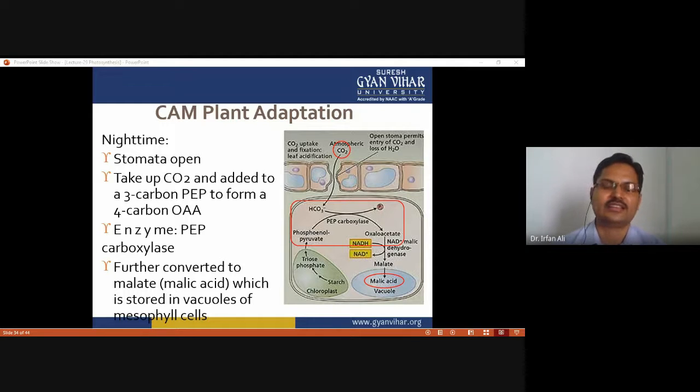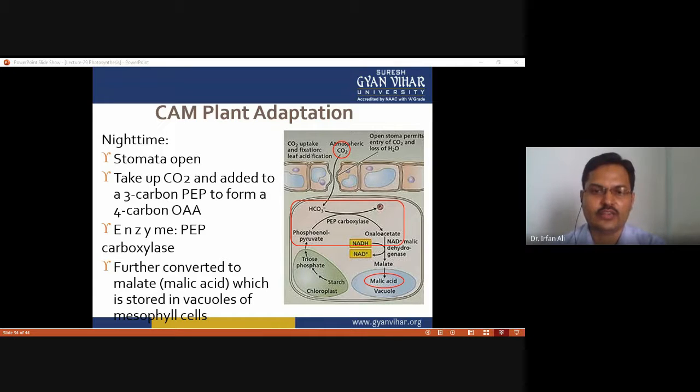So what happens in this cell? Stomata open at night and take up CO2 and add it to the three carbon PEP to form four carbon OAA. The chamber is single. The enzyme PEP carboxylase fixes the CO2 in the form of oxaloacetate, which is further converted to malate and stored in the vacuole of the mesophyll cell. So during the night time, CO2 is fixed in the form of malate, which is stored in the vacuole of the cell.